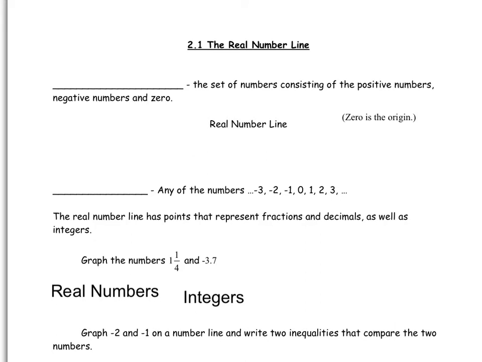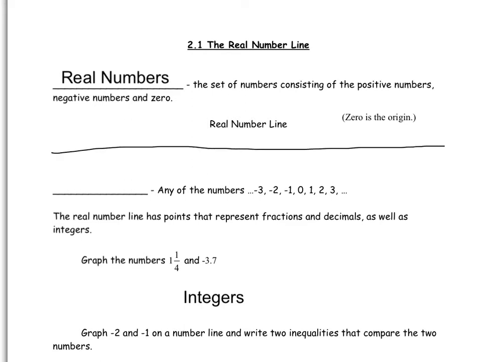Alright guys, today we're going to talk about the real number line and addition of real numbers. Real numbers are the set of numbers consisting of positive numbers, negative numbers, and zero. Now, when you're looking at the real number line, if you draw a number line, zero is your origin, and obviously you got your positive numbers to your right and your negative numbers to the left.